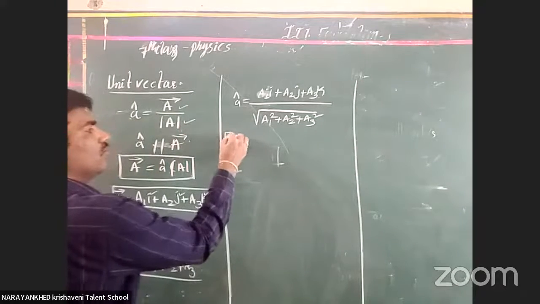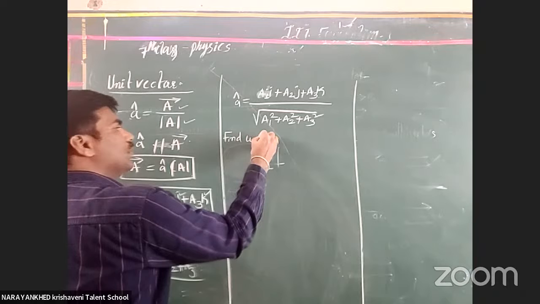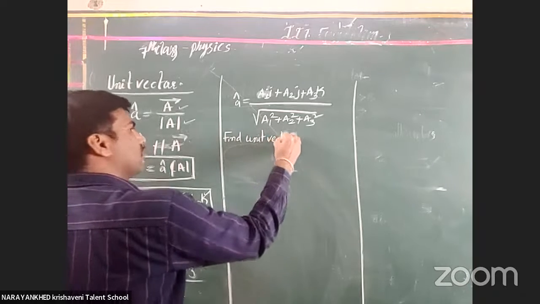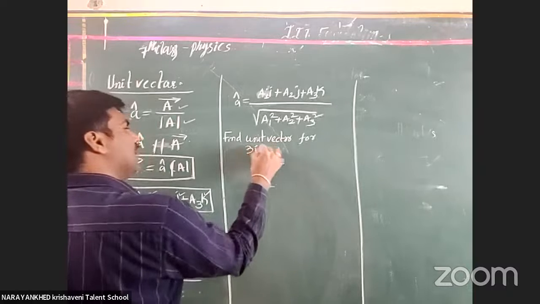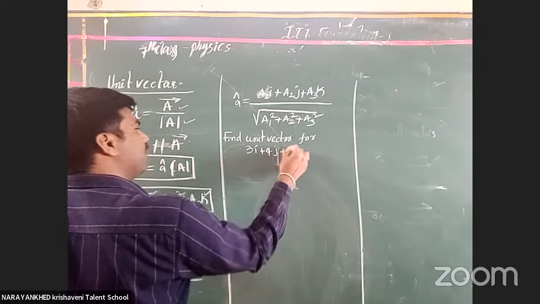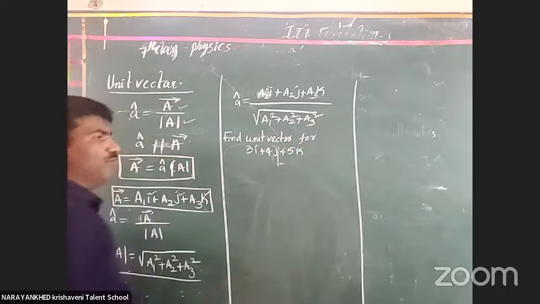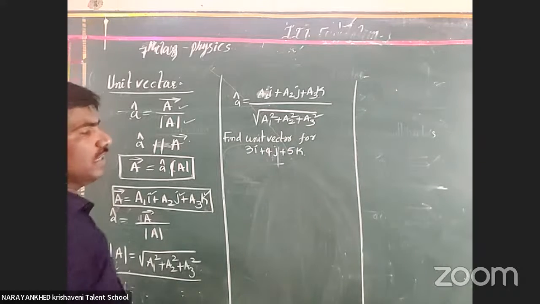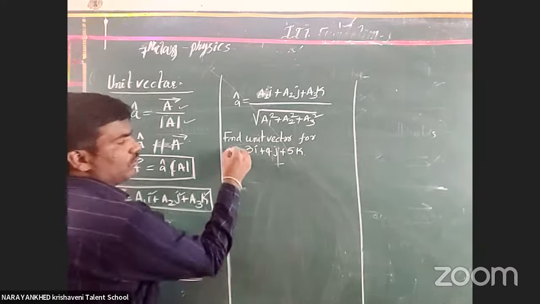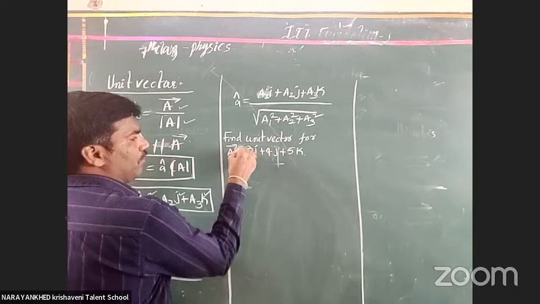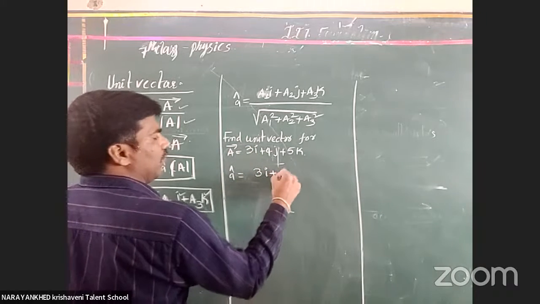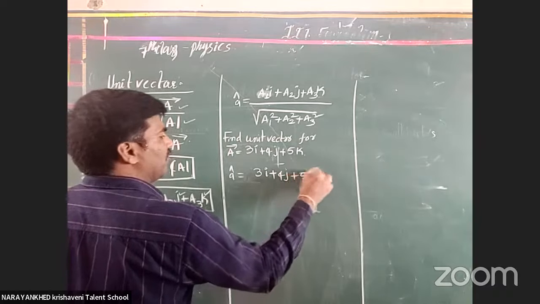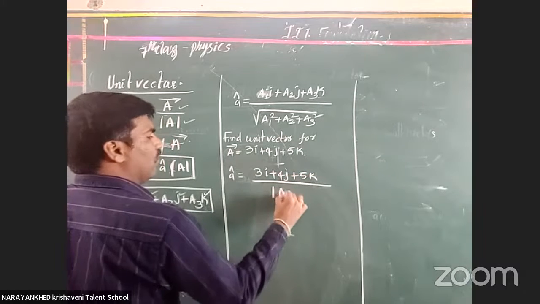Find the unit vector for 3i plus 4j plus 5k. How to find it? It is a simple thing. Okay, now take this as A bar. Now A cap is equal to 3i plus 4j plus 5k divided by mod A.